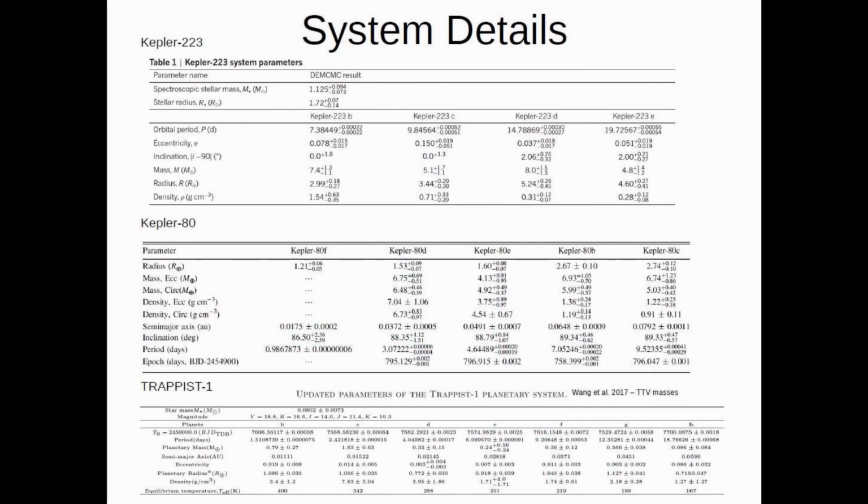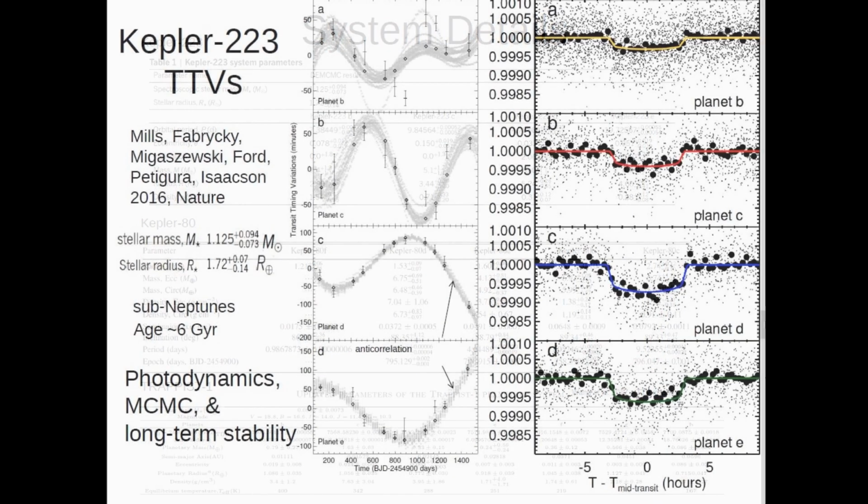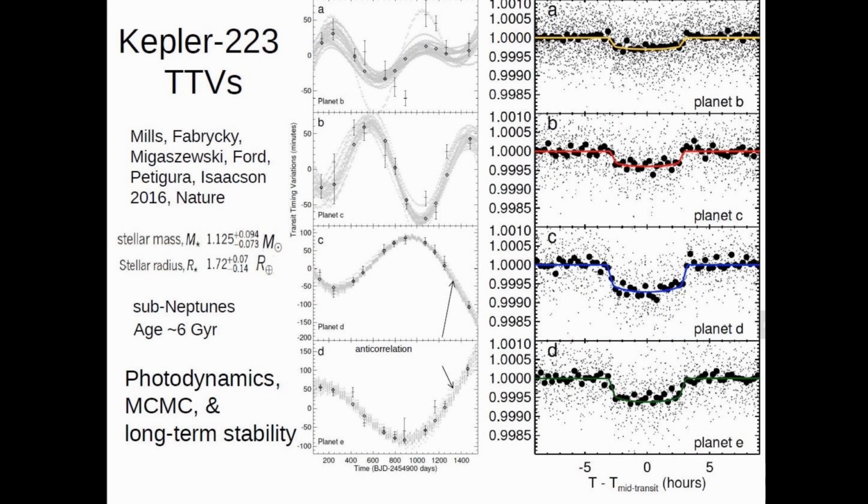How do we get that kind of table? Well, we analyze exactly when the transits occur. I hinted earlier that they're not perfectly periodic. And so this is a slide showing transit timing variations for the 4 planets of Kepler-223.